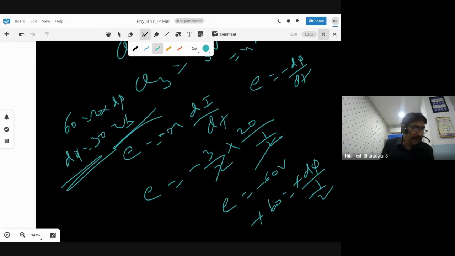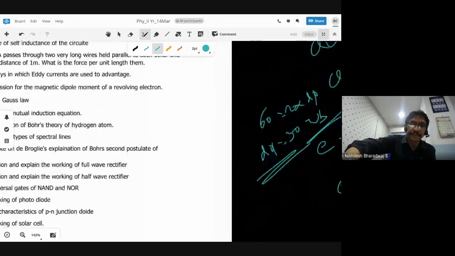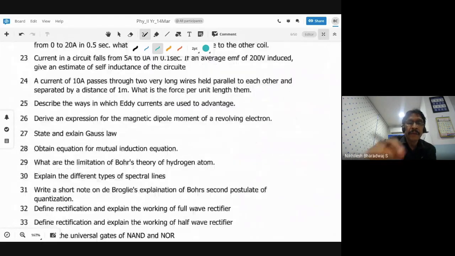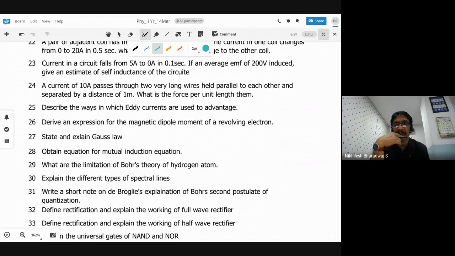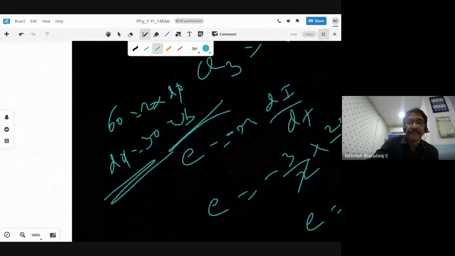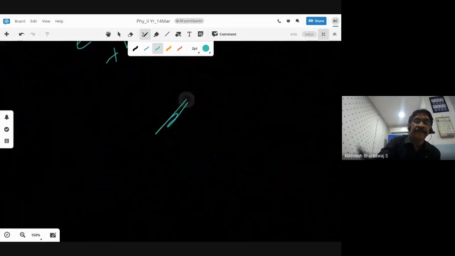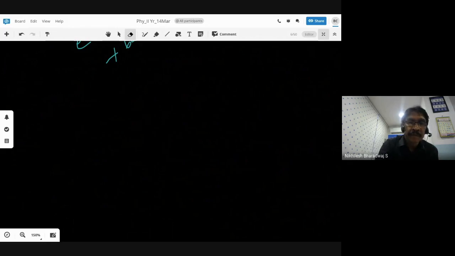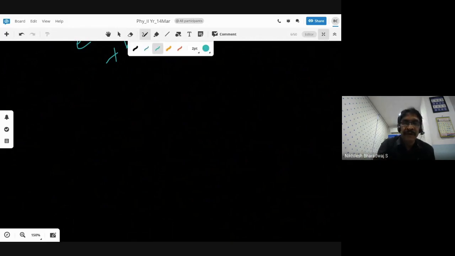Last we conclude, we close so that all the problems will be over. Question number 24. Last question of today. A current of 10 ampere passes through two very long wires held parallel to each other and separated by distance of 1 meter. What is the force per unit length between them? Formula. Nobody is responding.